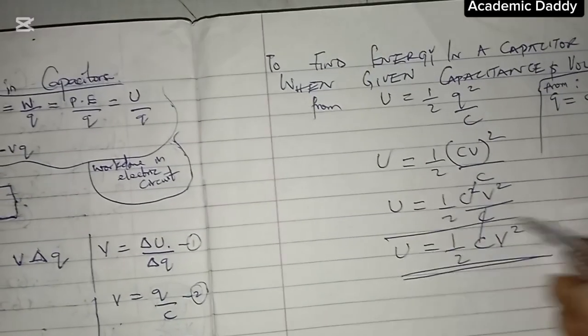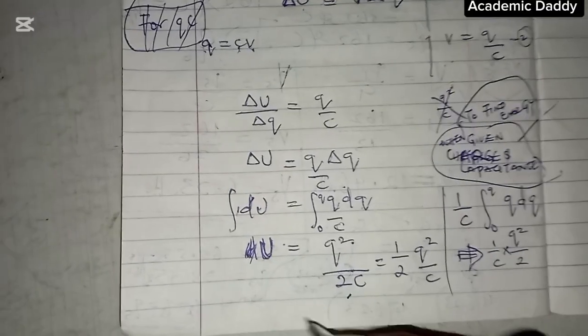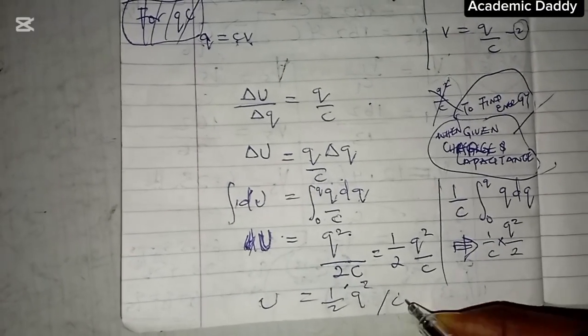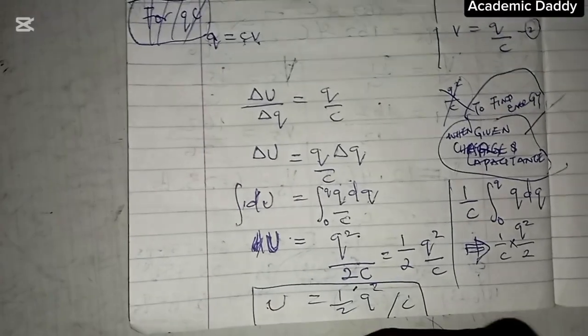You need to note this as well. So notice it's U equals 1 half Q squared over C. You need to note this as well.